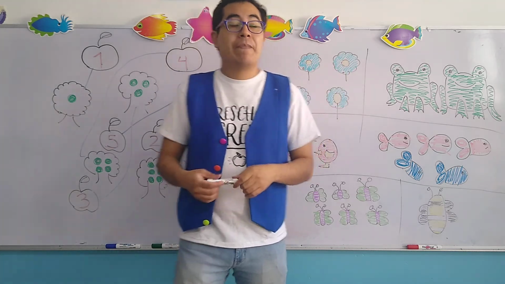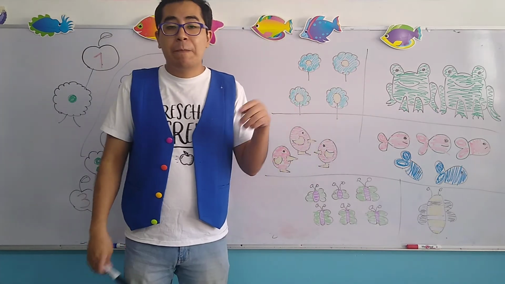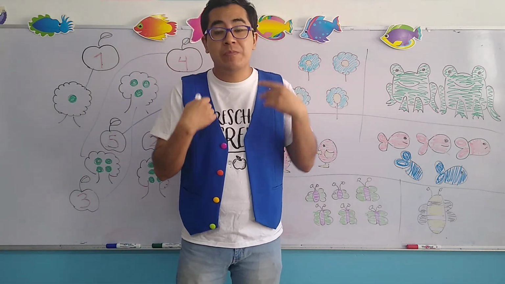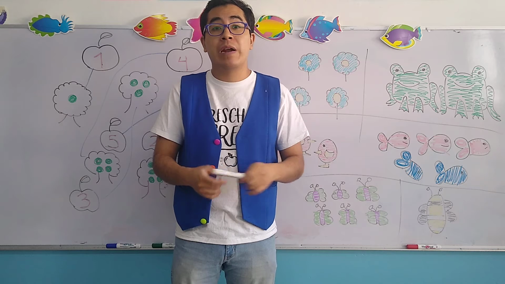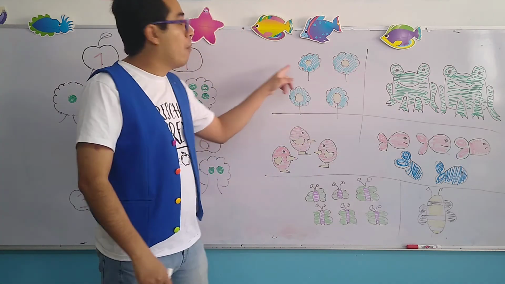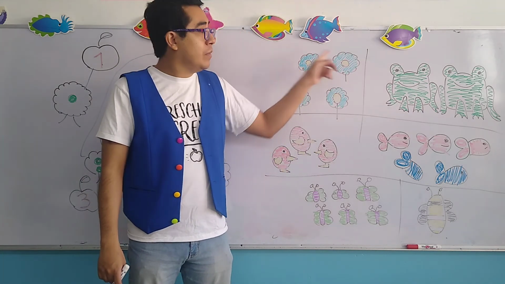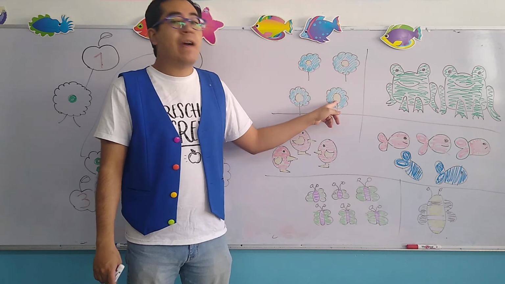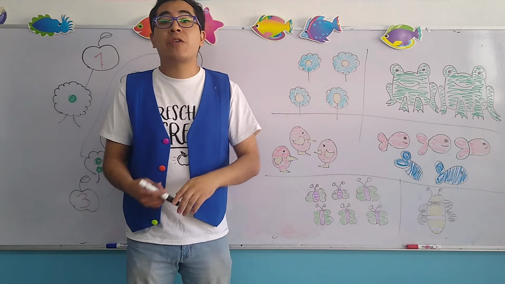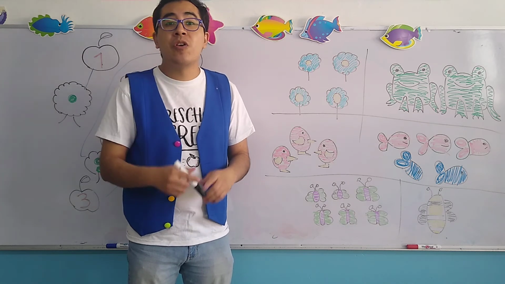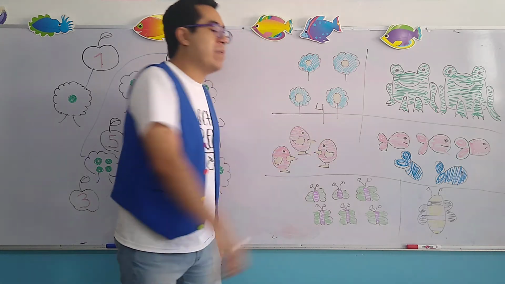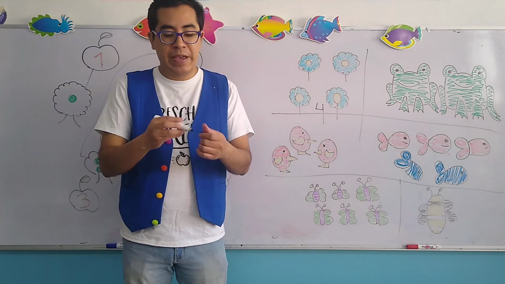So let's begin. In the case of the flowers, it's very important that you help the teacher count. Es muy importante que ustedes me ayuden a contar. So let's start. 1, 2, 3, and 4. So the correct number that you have to circle is number 4. Okay, remember the chair upside down.